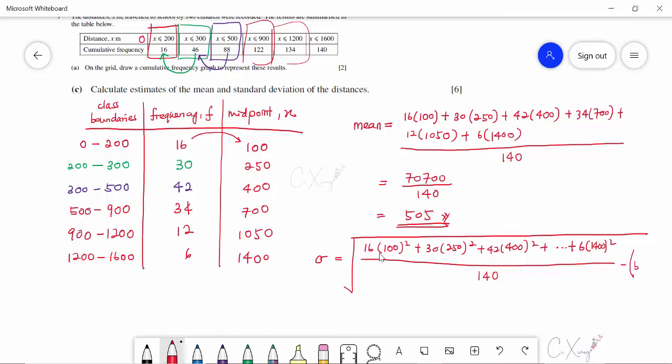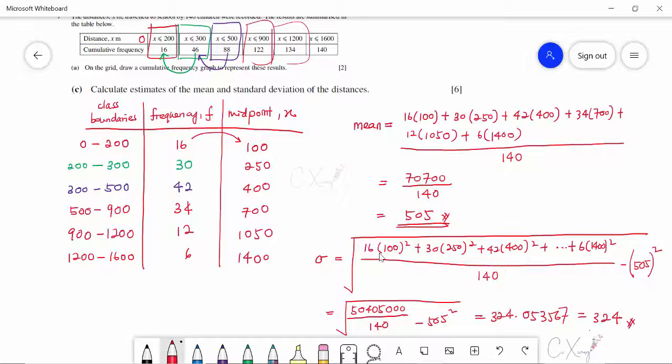minus the mean. The mean that you got just now is 505, exactly a nice whole number. Then by pressing the calculator, you summarize your values, 5040500, then divided by 140 minus 505 squared. From that, you will get a value. And of course, we want to correct it to three significant figures, which is 324.